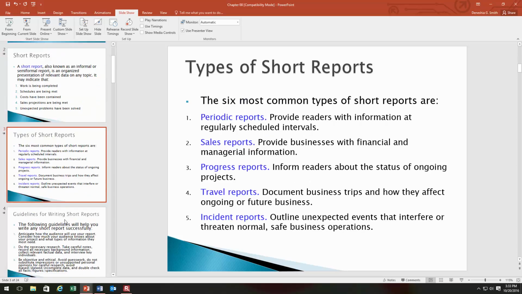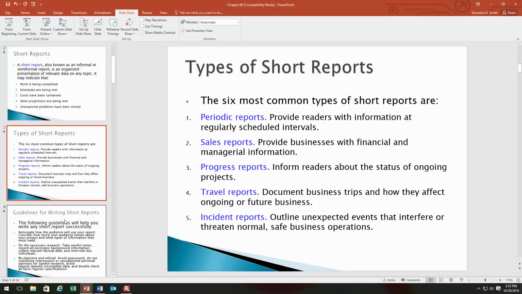There are 6 common types of short reports. We have 5 of them listed here. One is not listed, but I will tell you about that one. We have periodic reports, sales reports, progress reports, travel reports, incident reports, and employee activity reports, which is number 6. That's not included here.